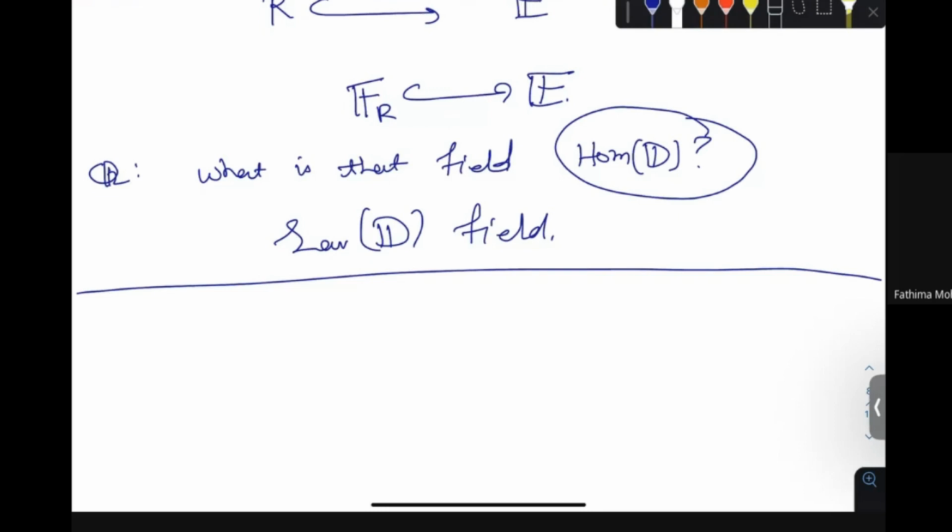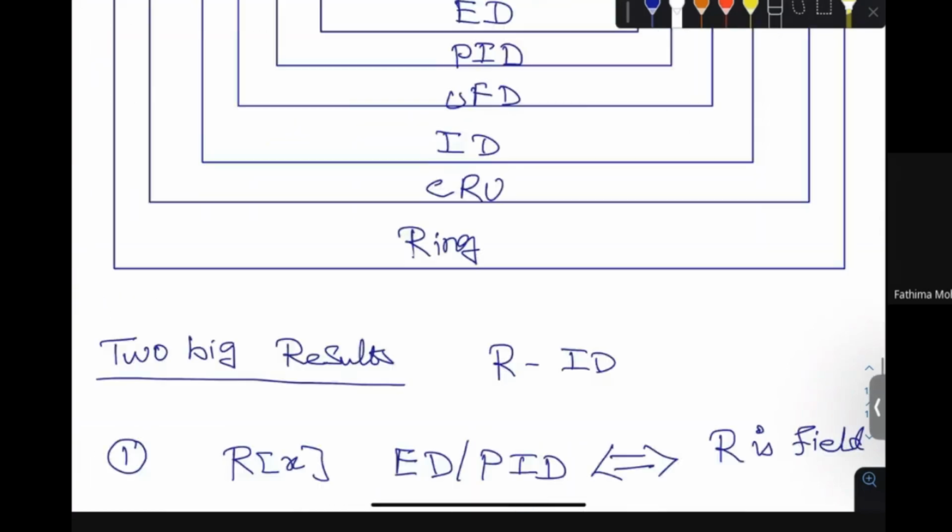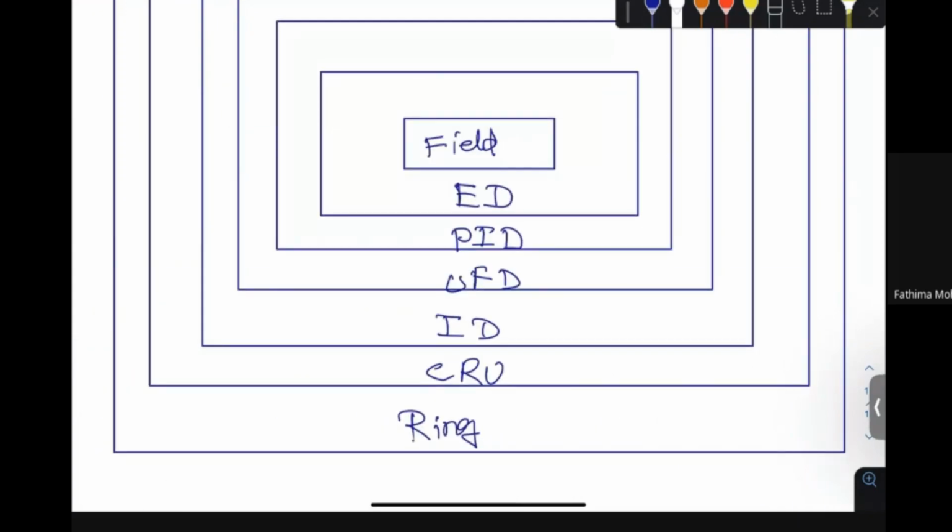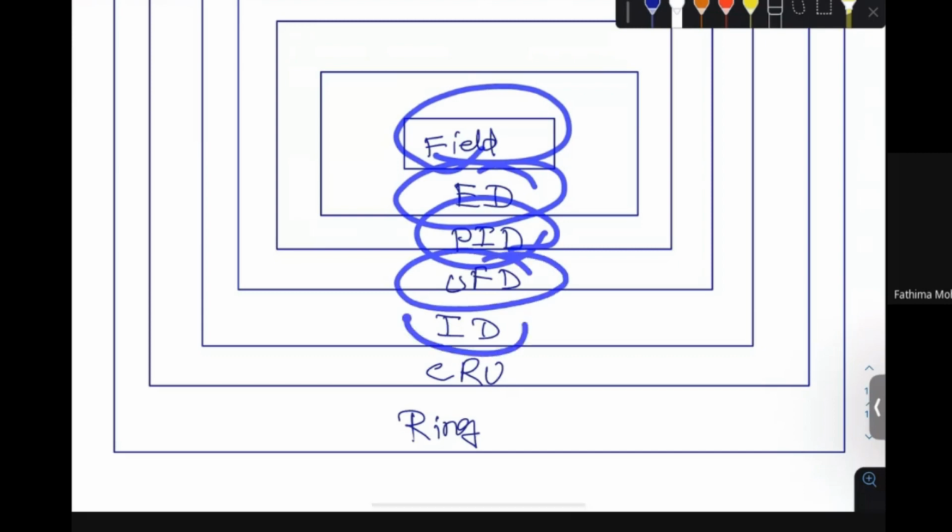Okay, so let's go to the next level. What is the next level? Now I restrict my focus to a very nice class of rings, which are called integral domains. And what are the best integral domains? See, the fields are the nicest integral domains, then Euclidean domain, then PID, then UFD, then integral domain, then commutative ring with unity, that is CRU. Fields, Euclidean domain, PID, UFD, integral domain, commutative ring with unity, general ring.